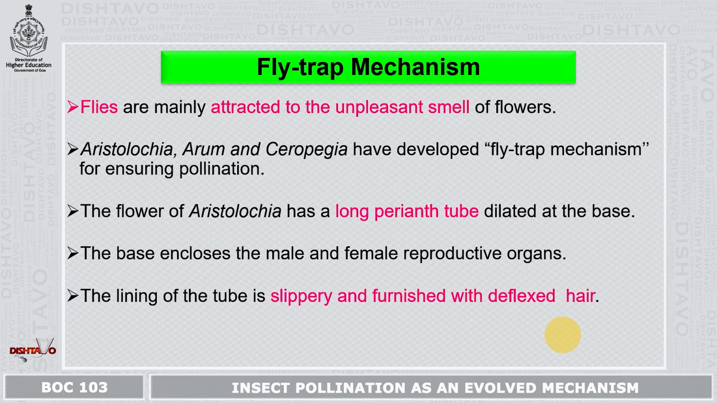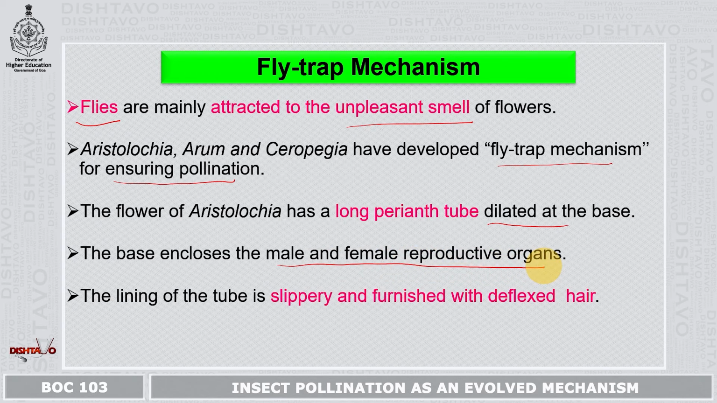Next, we will learn about fly trap mechanism. Now, flies are mainly attracted to the unpleasant smell of flowers. Aristolochia, Arum, Ceropegia, these plants have developed fly trap mechanism for ensuring pollination. The flower of Aristolochia has a long perianth tube or a floral tube which is dilated at the base. The base encloses the male and female reproductive organs.